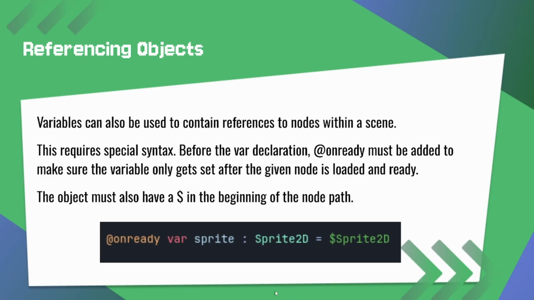The object also is supposed to have a $ sign at the beginning of the node path. This designates that it is a node path, and the game will look for that node within the scene tree. So right here you can see we have @onready. That's our keyword to make sure to only load this when the variable is ready. Var, sprite, our type. You don't necessarily have to do this, but you can. And then you have equals $Sprite2D. If you have an actual node tree, it'll be slashes, kind of like a file path on your computer.